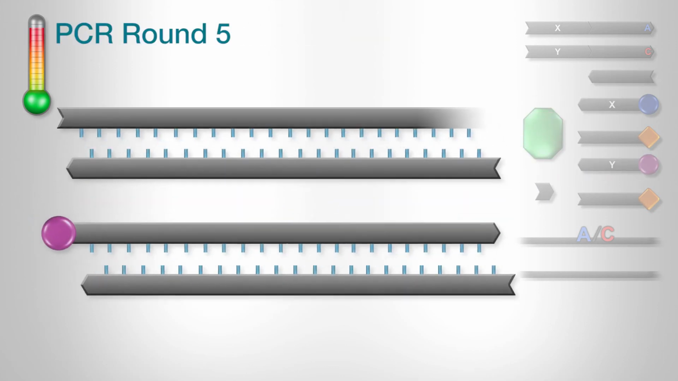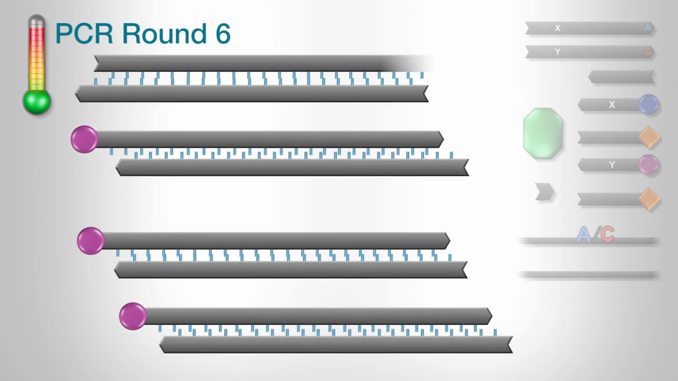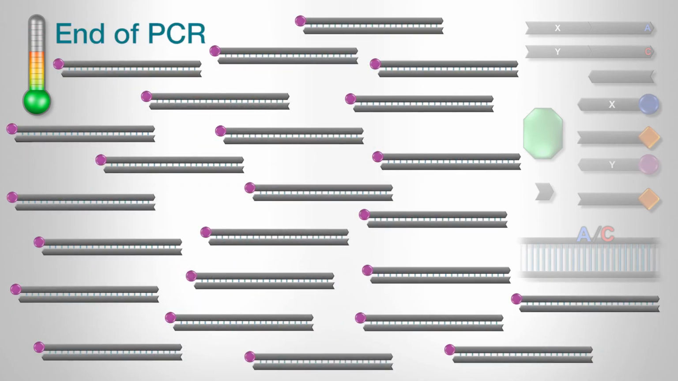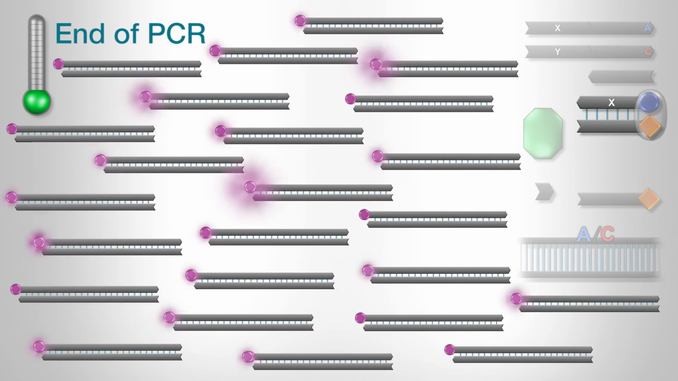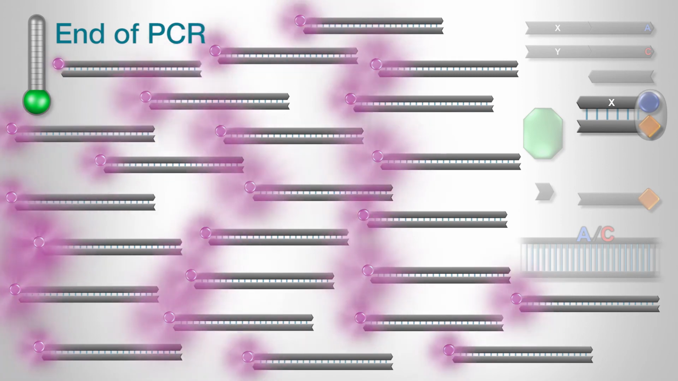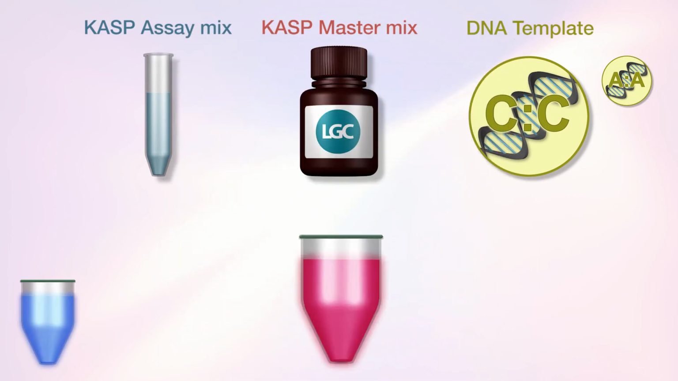In this case, the presence of allele C in the original DNA template has resulted in the HEX-labelled oligos being incorporated in the PCR product. This fluorophore is no longer quenched and will therefore emit fluorescence. The fluorescence from the completed reaction is now measured, and this completes the KASP genotyping reaction for this DNA sample.